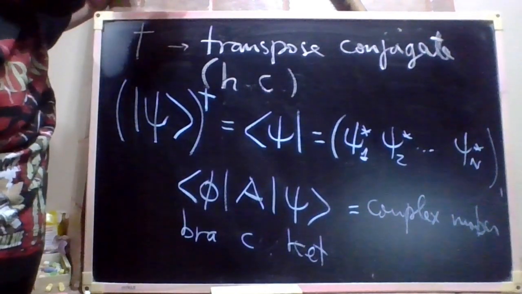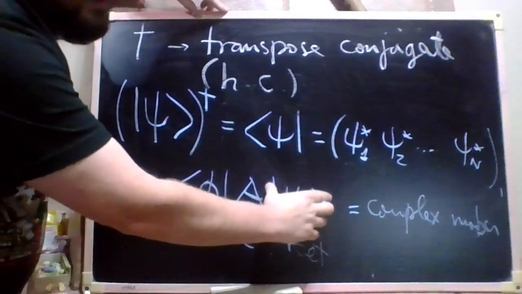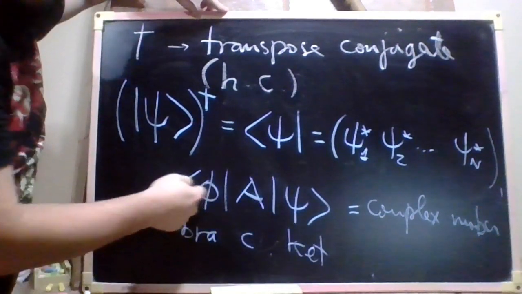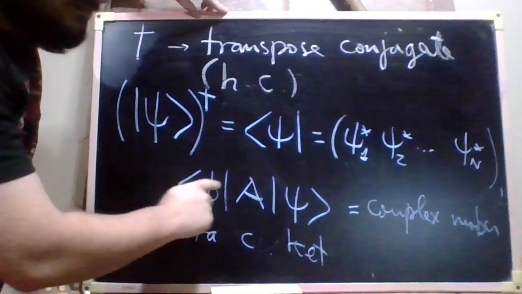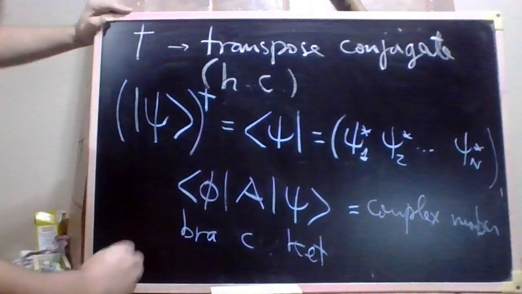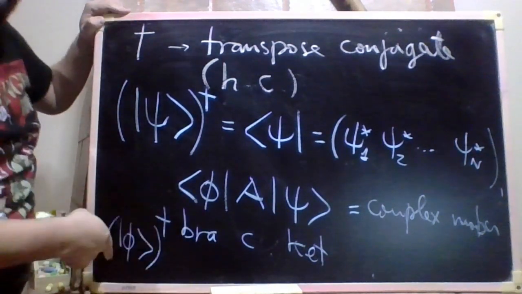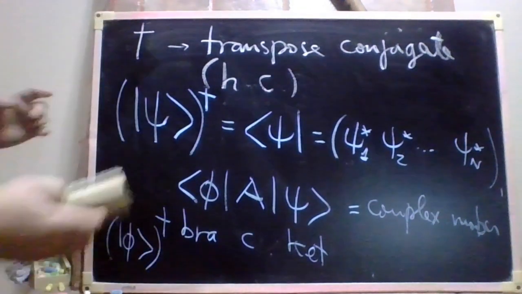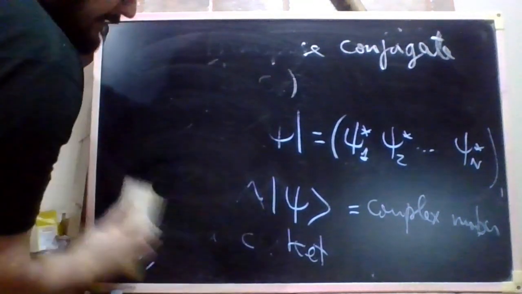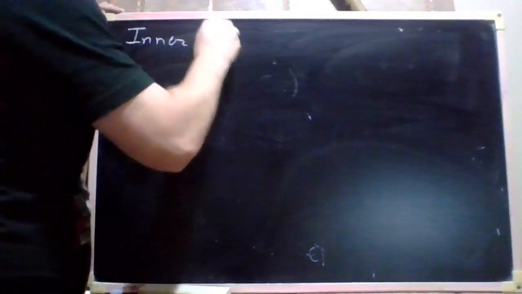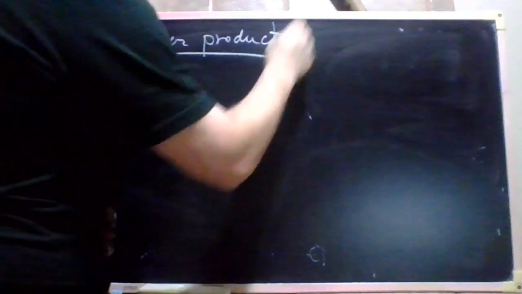So let's remember, this psi is a column vector, and this phi, say, is a row vector, which is the complex conjugate of this one. Okay. Well, from that, we can define an inner product in Hilbert space. So the inner product is defined this way.